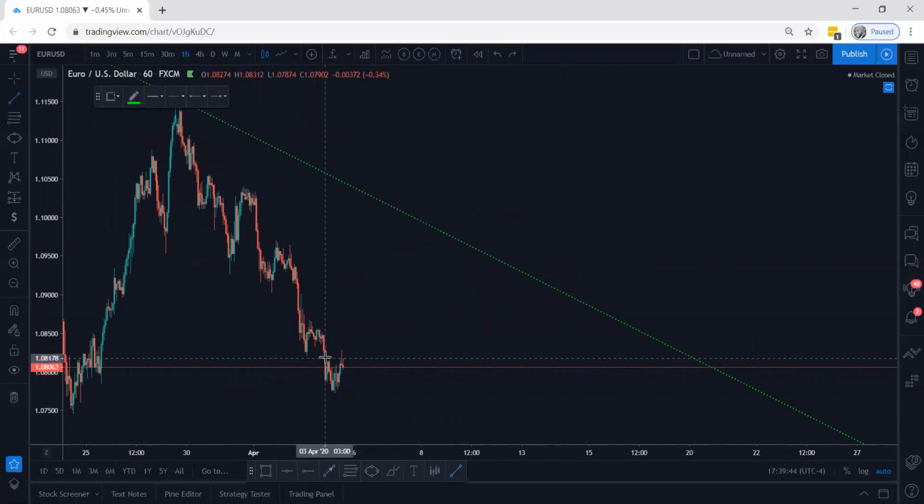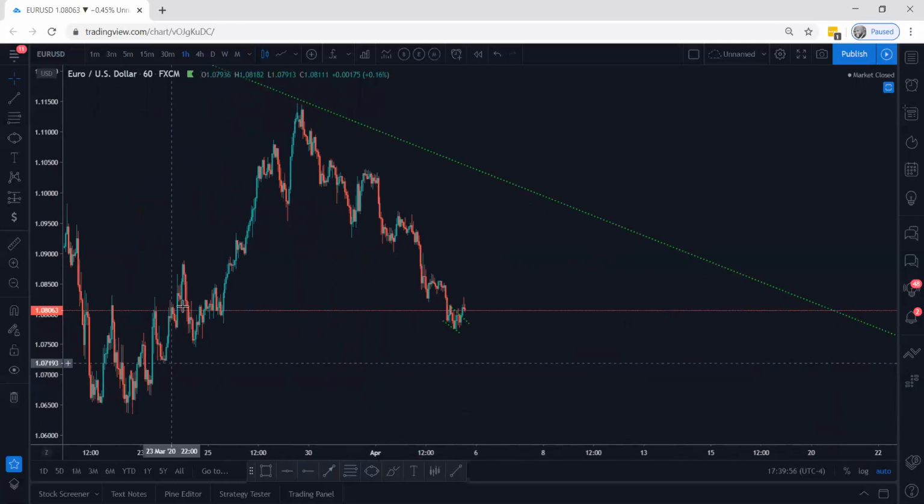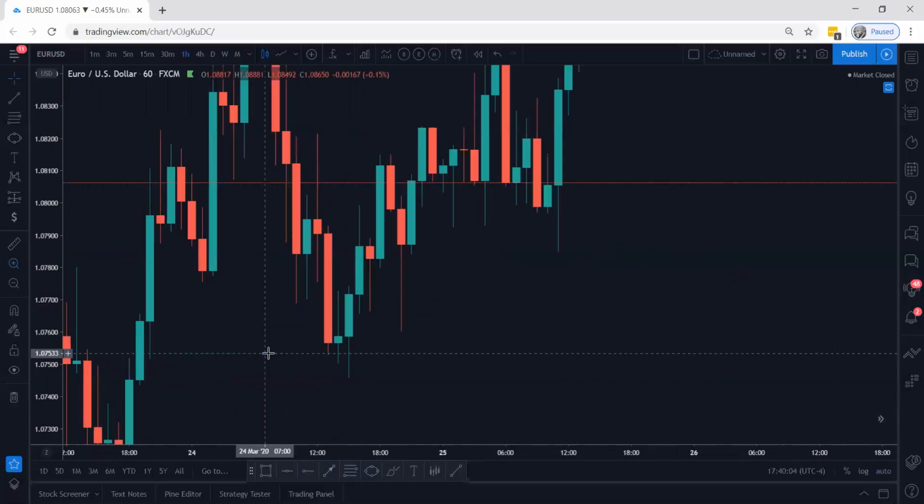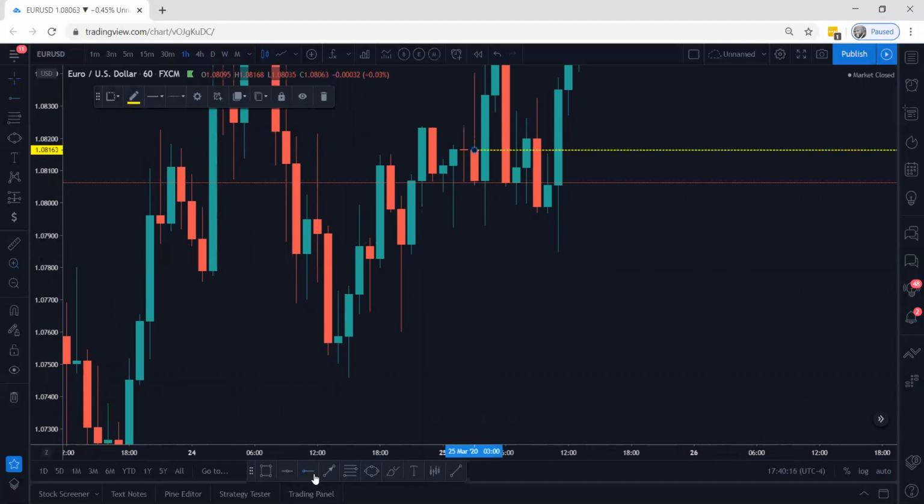I want to focus on this area here. I also want to see, why did price reverse here? So if I look left and I look in this zone that price came to, I see here, I have a bullish engulfing candle.